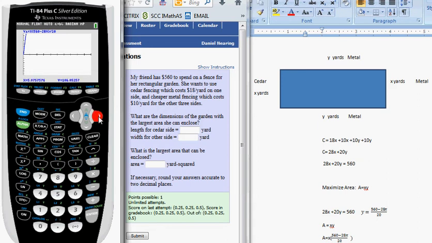So if I trace to the right, I'm looking for the biggest y value, the biggest area that comes out of this. In fact, I'm just going to hold the right arrow down and just see how big my y values get, remembering that my y values are the area of the, I think it maxed out right there. So somewhere around an area of 140, it looked like it maxed out. And to get that maximum area of 140, it looks like I need to use 10 yards of cedar fence.